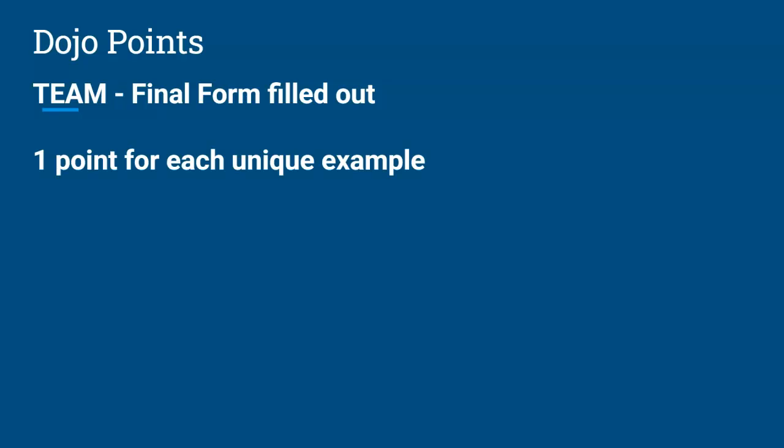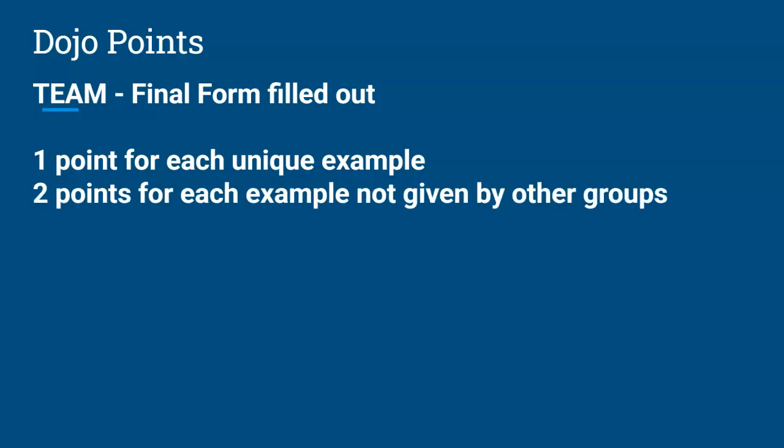Team points. Your final form is filled out. Okay, so you're going to fill out the form. You're going to take your notebooks, gather them together at the end, and share, what were your examples? Which examples of models, which examples of fossils, which examples of organisms did you find? 1 point for each unique example, meaning, if 3 people in your group had the same thing, you're only going to write it once. I'm only giving you 1 point for that example.